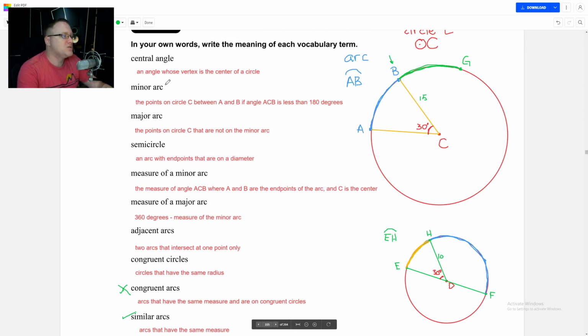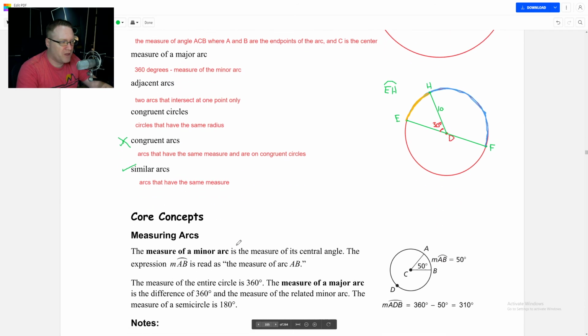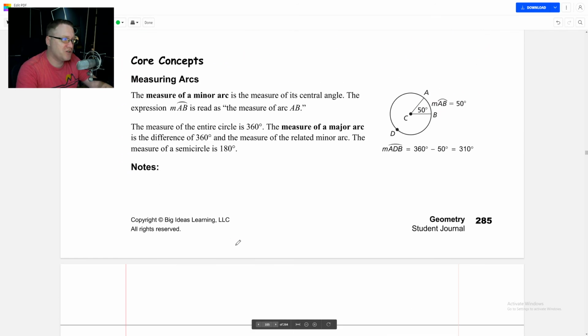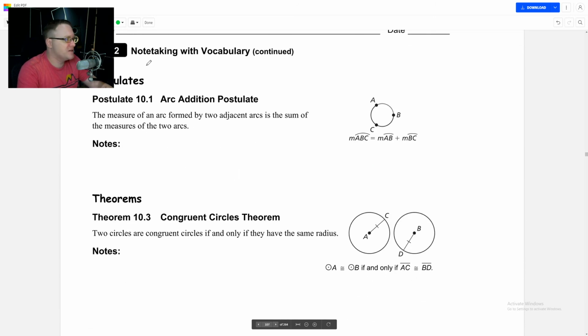Okay? So those are all the words that we need to know. Central angle, minor arc, major arc, semicircle, and so on. All right? Now, we're just going to look at one rule. The other rules here are pretty obvious, all right? So we're going to look at one rule here, the arc addition postulate.